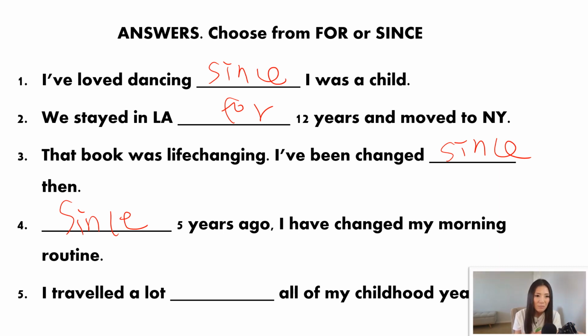routine. Number 5, I traveled a lot for all of my childhood years. That could be for 10 years, for 5 years, right? So for all of my childhood years.